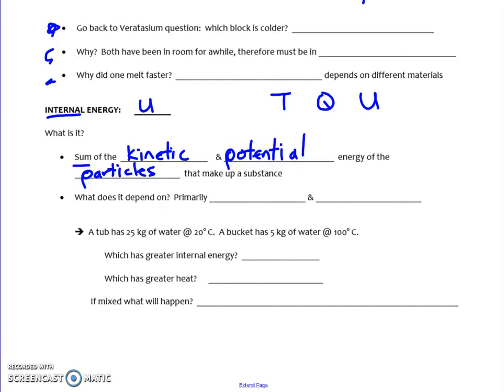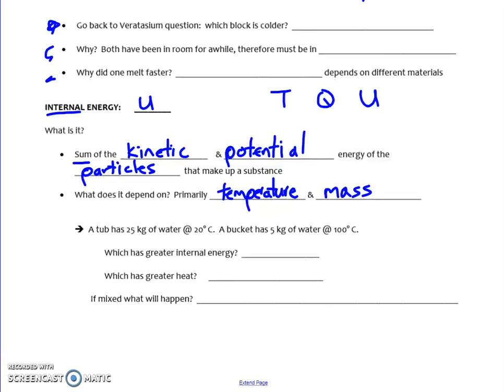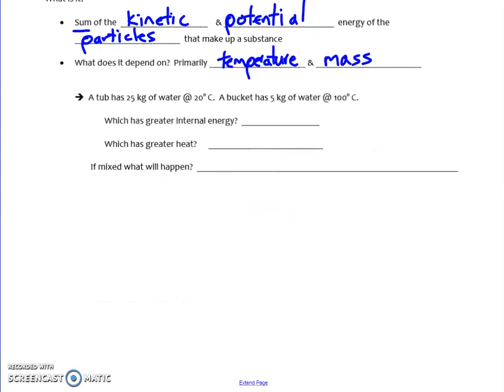Okay? So what does it depend on? The amount of potential energy an object may possess, internal energy. Primarily, it depends on the temperature. So a hotter body generally has more internal energy, and it depends on the mass. Okay, and that's that second part that students often overlook. You can have a very cold object, but if you have a huge amount of mass, there's a tremendous amount of internal energy in it. And that's something we'll talk about another time, especially with the oceans.